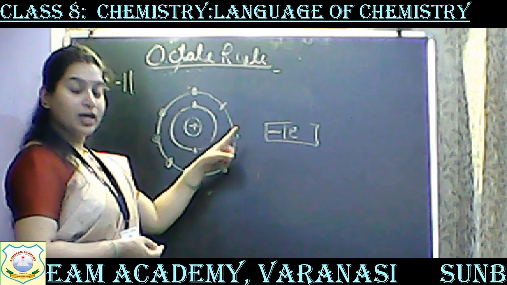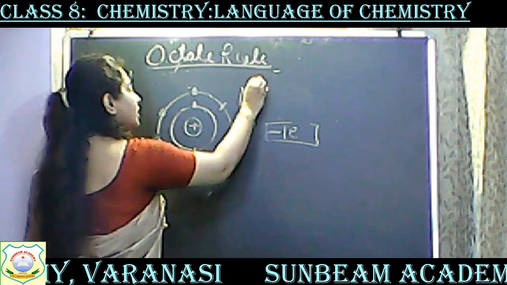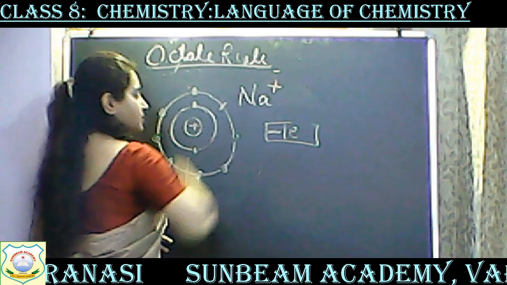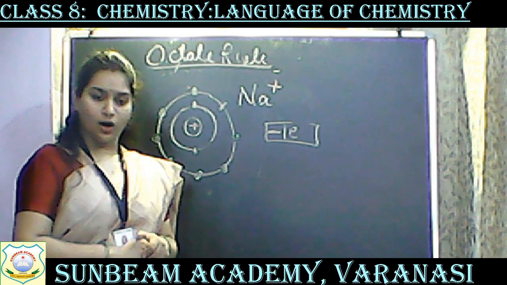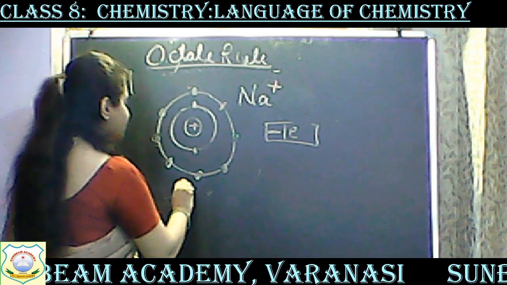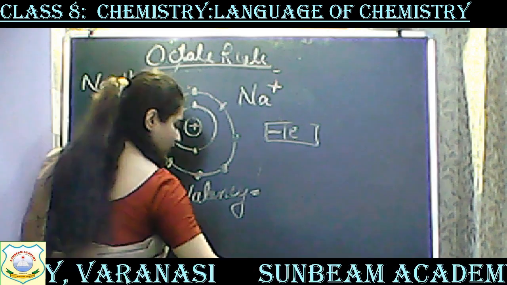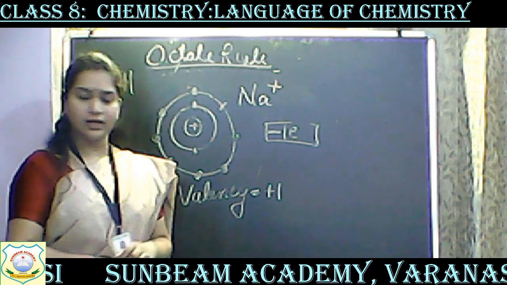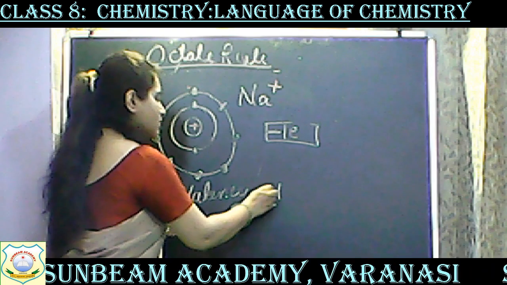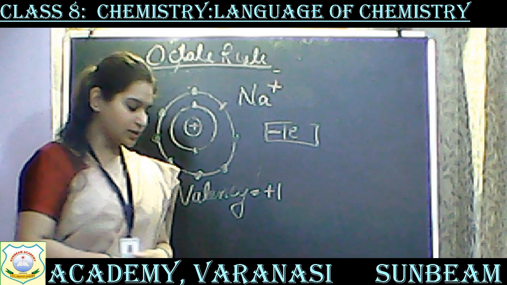ओके, एंड whenever we are removing one electron, this will be Na plus. All right, so the valency of sodium will be plus 1. Clear? This will be the valency of sodium. Got it? Let's take another example.